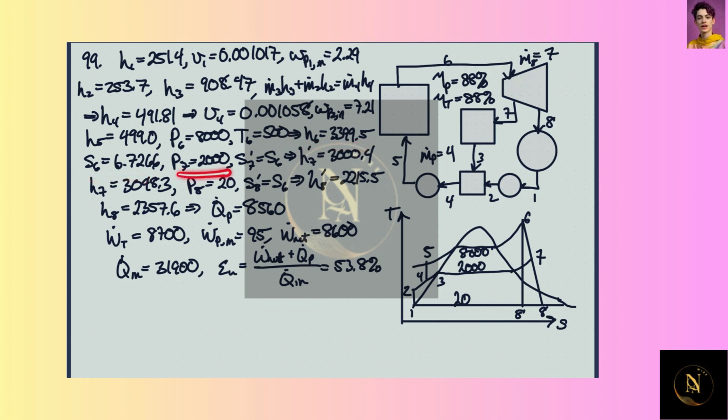At 7, we know pressure, and in the isentropic case, we know the entropy. So we can get the isentropic enthalpy, and then using the efficiency of the turbine, we can get the actual enthalpy. At 8, we know the pressure, and we also can get the isentropic case, so we can get the isentropic enthalpy at 8. And then we can use the efficiency to get the actual enthalpy at 8.